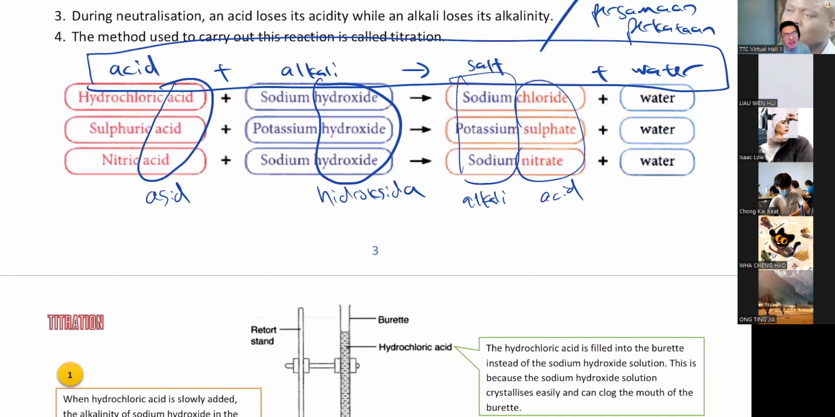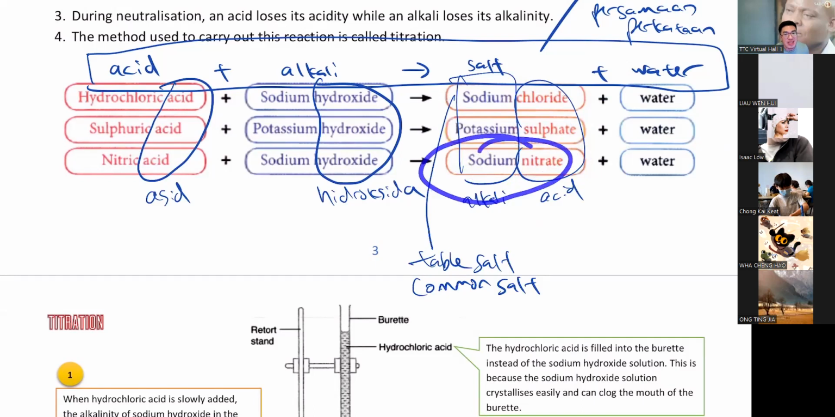Let me give you some general knowledge. Sodium chloride is our table salt. This first salt is our table salt, or we call it common salt. This is the salt we eat. The salt your mom uses for cooking is sodium chloride. This is the only salt we can eat. If you ask me, sir, how about sodium nitrate? Sodium nitrate, yes, you can eat. We use this thing as a preservative.